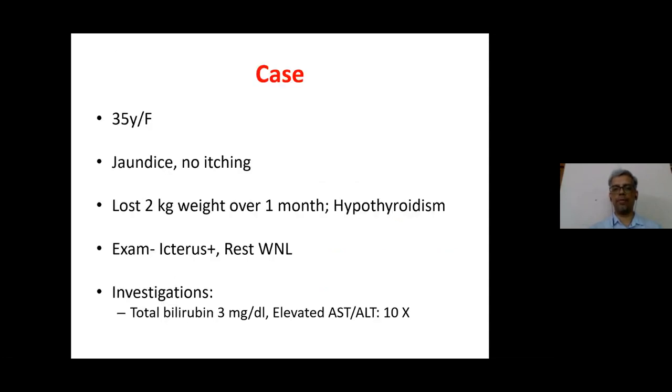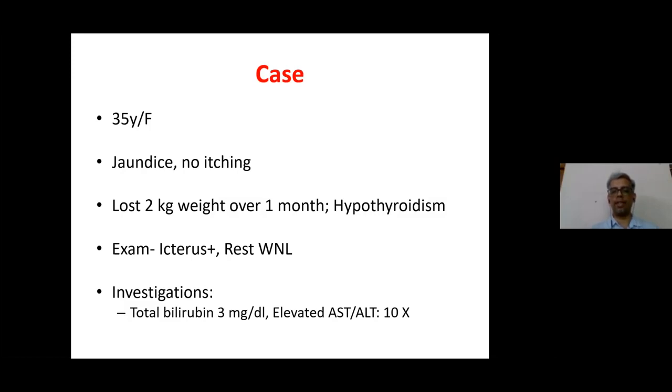Our case for today's class is a 35-year-old young lady who presented to us with a history of jaundice. She didn't complain of any itching. Additionally, she had a weight loss of 2 kg over the past 1 month. She was hypothyroid and was taking supplementation for the same. Her examination, apart from icterus, was unremarkable.